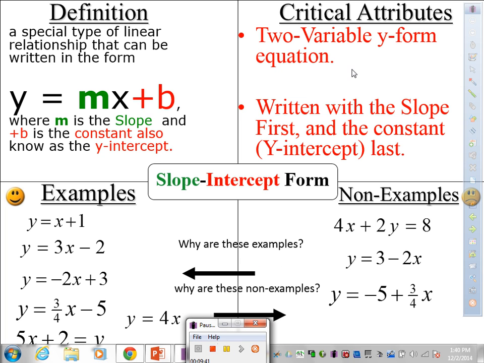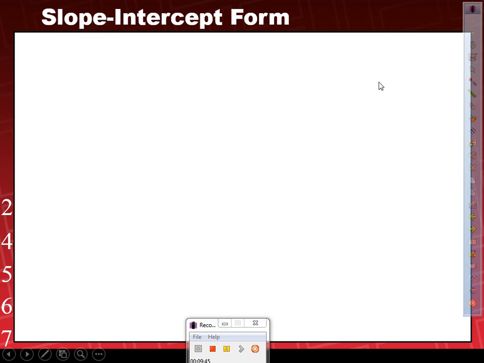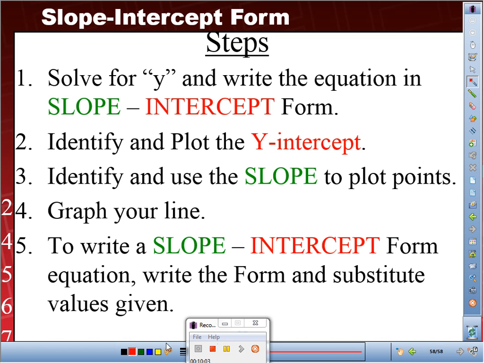Copy these steps right underneath your FAIR model. Only 5 steps. Number 1, solve for y and write an equation in slope-intercept form. Step 2, identify and plot the y-intercept. Step 3, identify and use the slope to plot points. Step 4, graph your line. So as you're taking notes, these first 4 steps are for graphing, if you want to label it, for graphing.